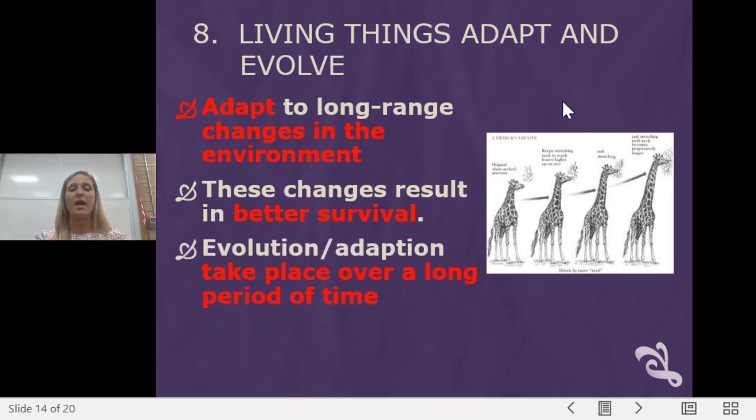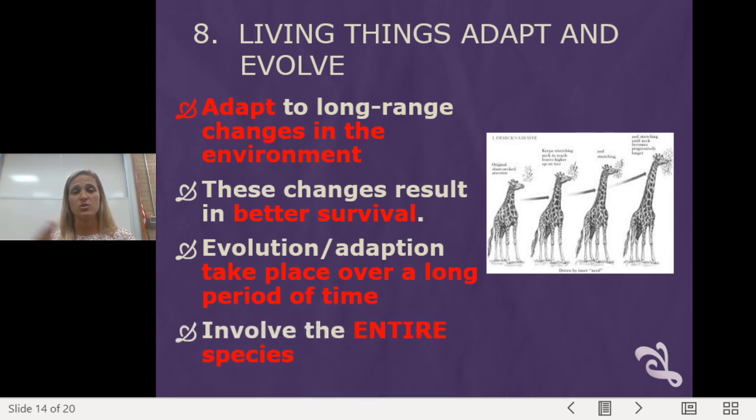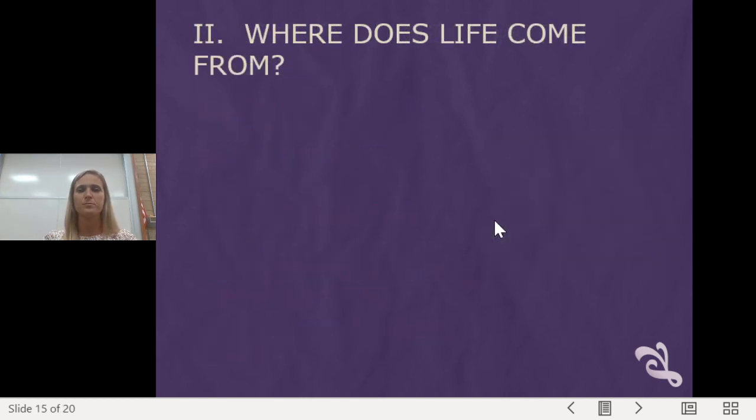Okay, and evolution and adaptation take place over a long period of time. It's not like this giraffe has a short neck and then their children have a long neck. It's over generations of time. It could be multiple generations before they actually evolve and get that optimal adaptation, in this case, the really long neck, to reach those goals. It's not instantaneous. And it involves the entire species. So it happens for the whole species of giraffe, not just one isolated population.